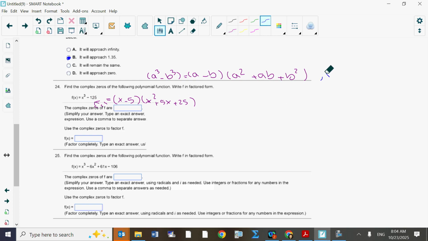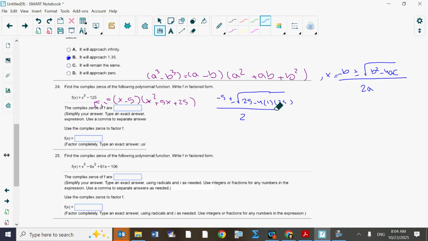Again, I'm going to write that here: negative b plus and minus the square root of b squared minus 4ac, divided by 2a. So x will be negative b, which is negative 5, plus and minus the square root of b squared, which is 25, minus 4 times a, which is 1, times c, which is 25, divided by 2 times a, which is just 2. So that's going to be negative 5 plus and minus, on the radical, negative 75, divided by 2.